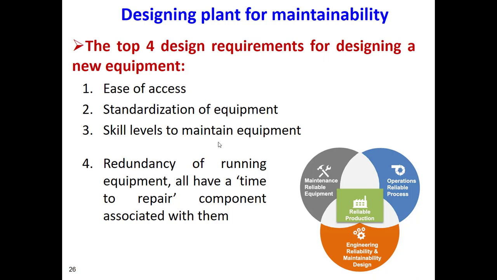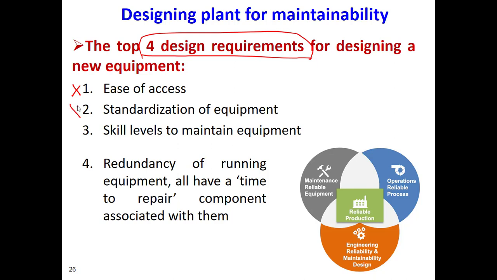Okay, designing the plant for the maintainability. So when we are designing a plant, there are 4 design requirements for the maintainability. First, easy to access. Each equipment should be easily accessible. We should be able to have access to them easily, to repair them, to change them, to replace them.